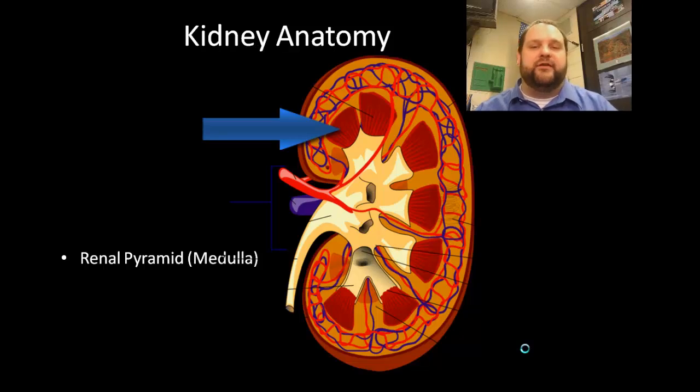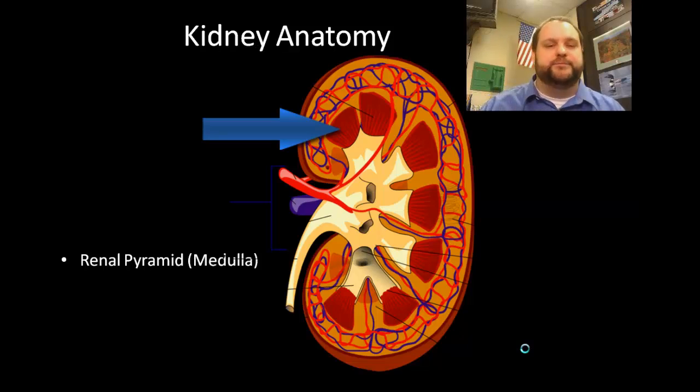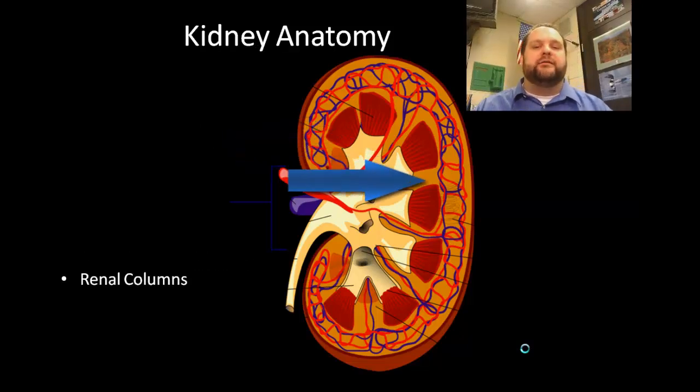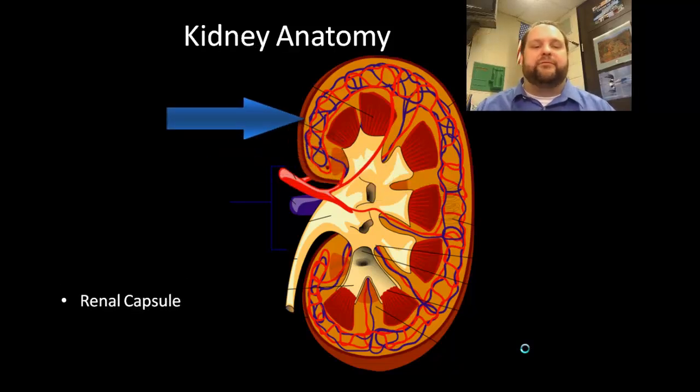The renal pyramids eventually lead to those minor calyxes, and then to major calyxes, and then to the pelvis, and then out the ureter. The renal columns are these spots here located in between the medullas, in between the renal pyramids. And the renal capsule, you'll be able to see pretty clearly. There is a thicker tissue layer that surrounds the outside of the kidney, and that's called the renal capsule, and that's located right here.